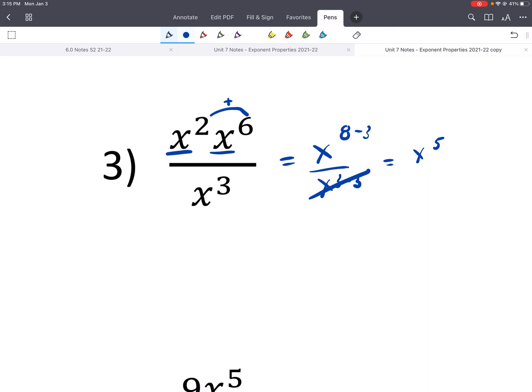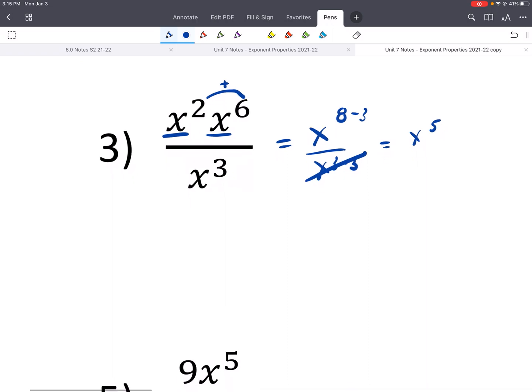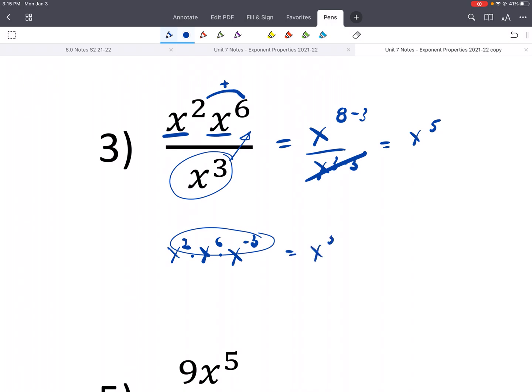So just keep that in mind. The way I'm going over it doesn't mean that there's not another way to do it. Some people like to maybe take everything to the top, and if we did that, we would get x squared, x to the 6th, and if we bring it up, we'd change and make that be a -3. And now everything is being multiplied, which means we will just add all of those exponents together, which would end up giving us x to the 5.